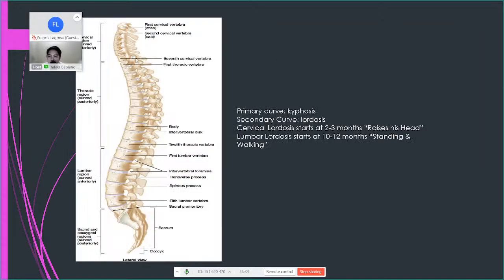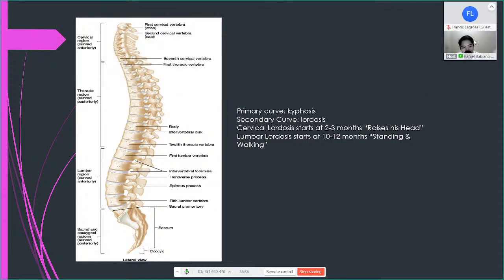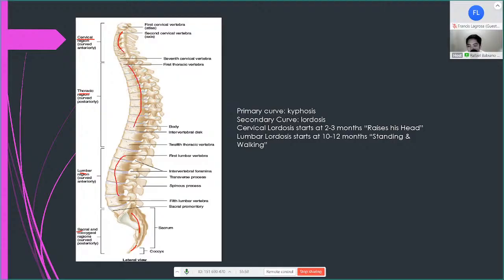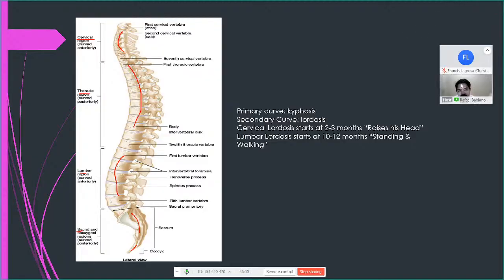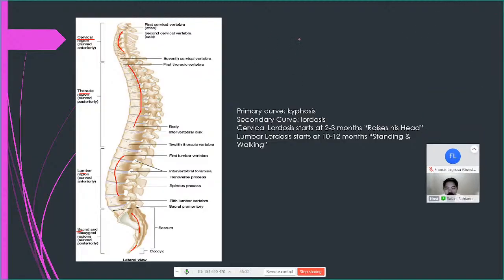So this is what your vertebra or your spine looks like. You can see here cervical, thoracic, lumbar, sacral, and then the coccyx is the end. If you can see, there are curves in our spine, and these are very important. So how do you name these curves?